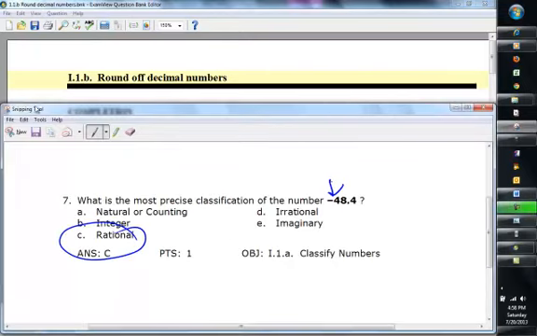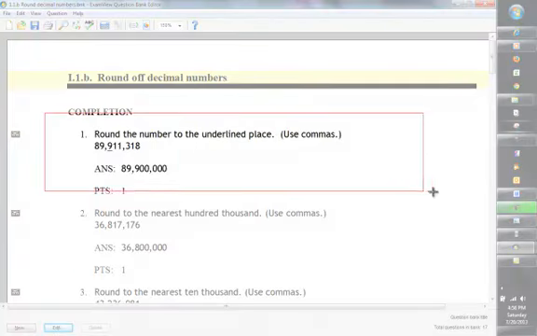This is objective 1B, and we're going to be rounding decimal numbers.